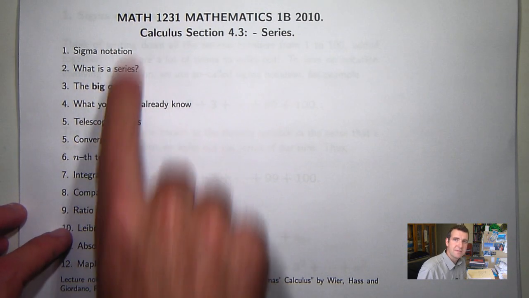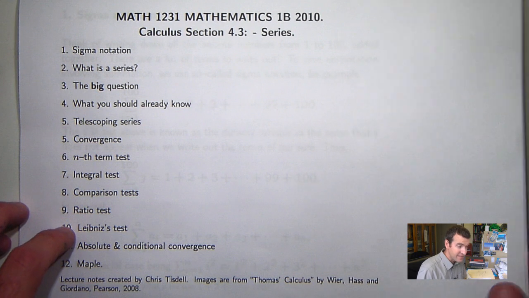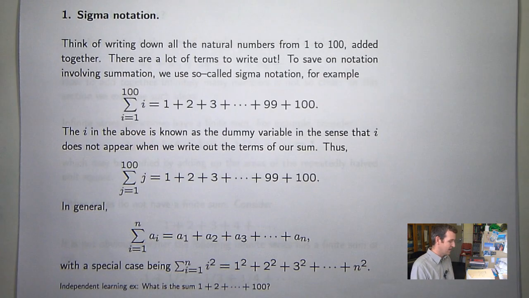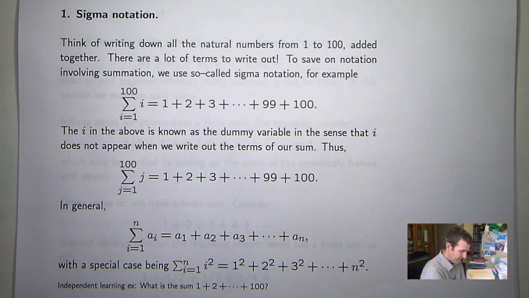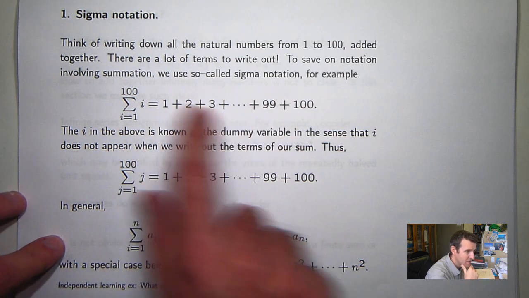Okay, so let's get back to some basic notation here. Sigma notation. Now you may have seen this at high school. If you haven't, that's okay. Now you can think of sigma notation as a simple and compact way of writing down the sum of a set of numbers. So here I've got the sum of all the natural numbers from 1 to 100, just added together.